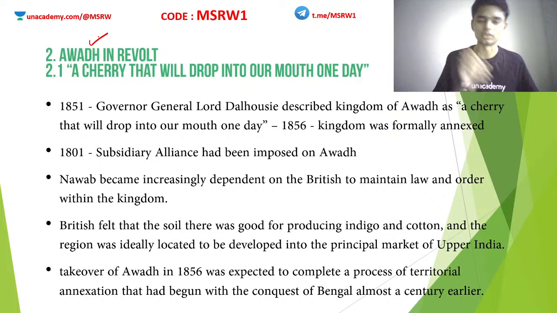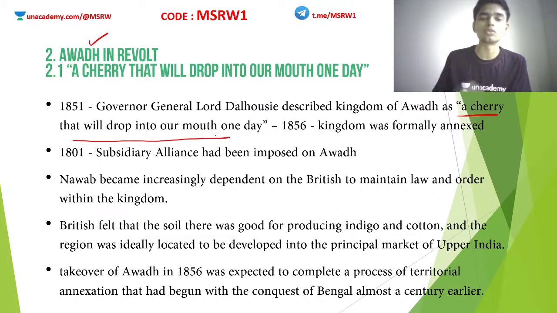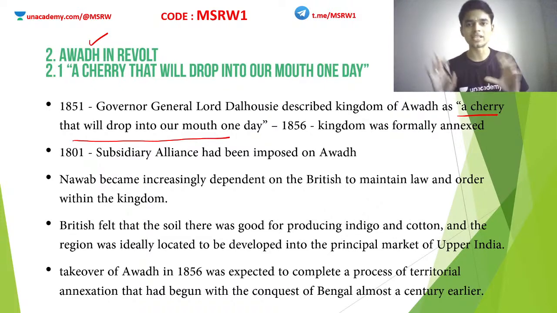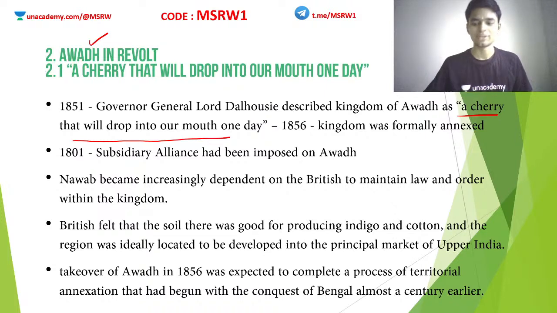What happened in Oudh? In 1851, Governor General Lord Dalhousie described the kingdom of Oudh as a cherry that will drop into our mouth one day. In 1851, Dalhousie was following his policy of doctrine of lapse. You know what the doctrine of lapse is, right? If a king of a particular territory dies without having a male heir, then that territory will be annexed to the British Kingdom. That is the doctrine of lapse.